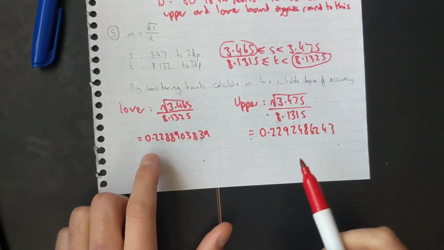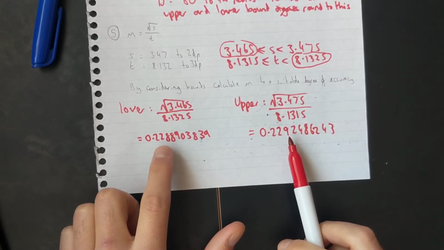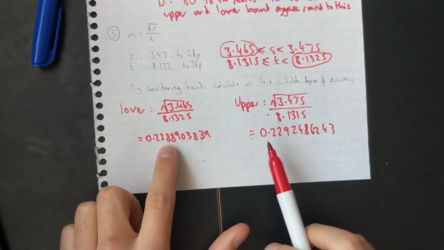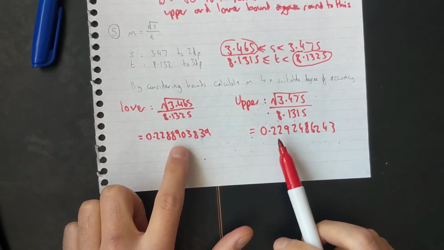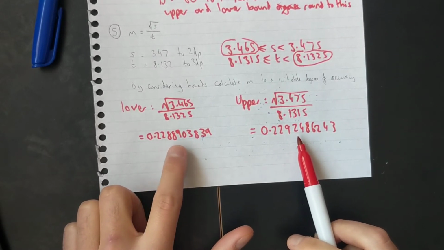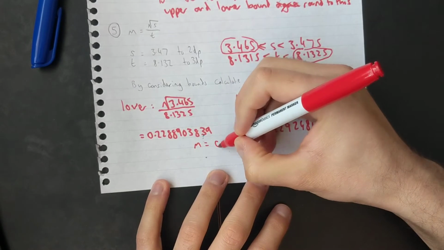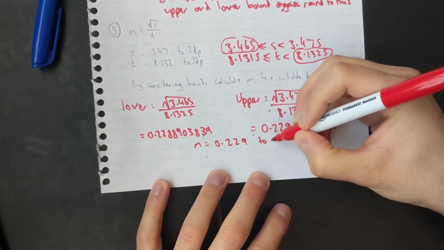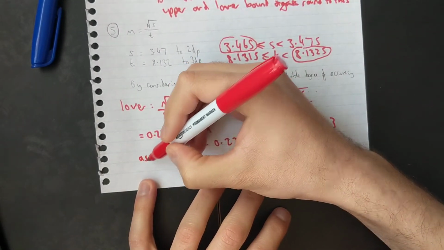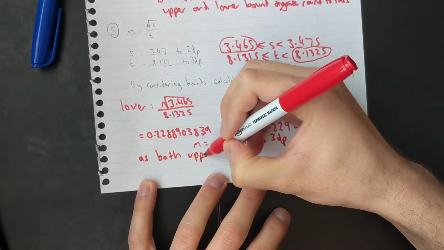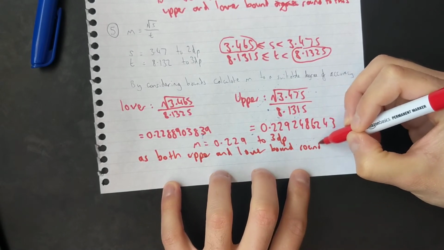So, here, we start changing on the third decimal place. Now this would be 0.229, and this would also be 0.229 if we rounded it. They wouldn't agree to 4 decimal places because this would be 2292 and this would be 2289. So the most accurate I can do it is that m is equal to 0.229 to 3 decimal places. You could also say 3 significant figures. And again, as both upper and lower bound round to this.